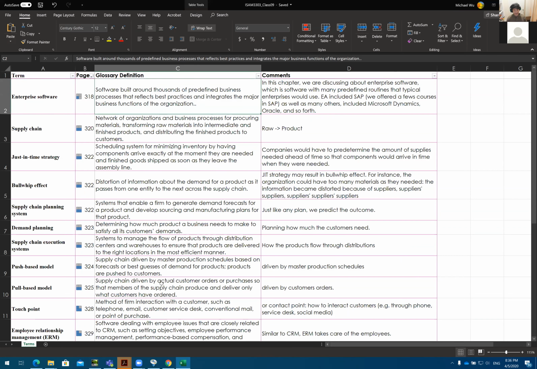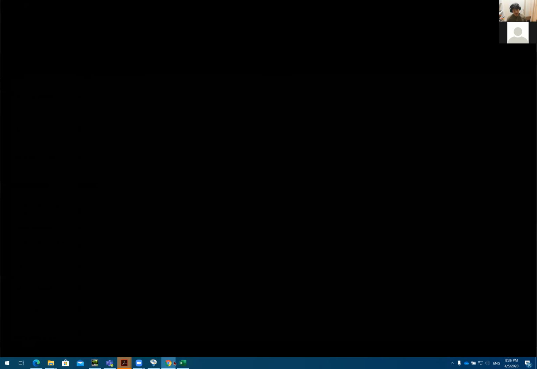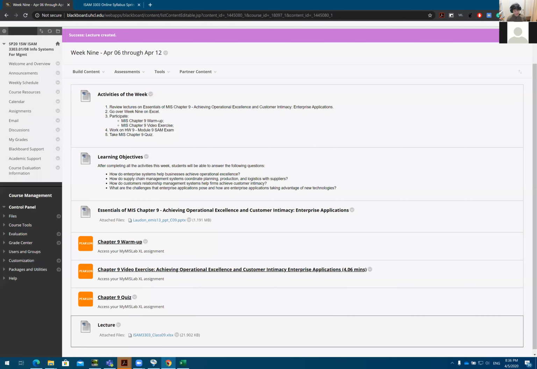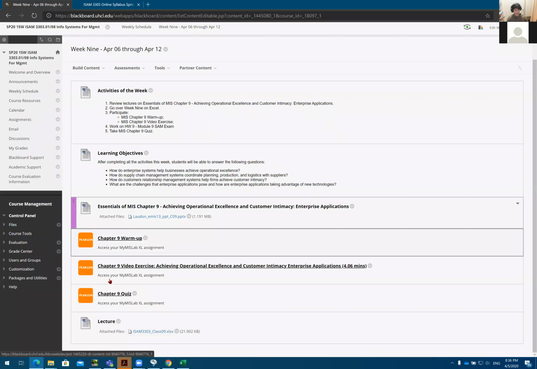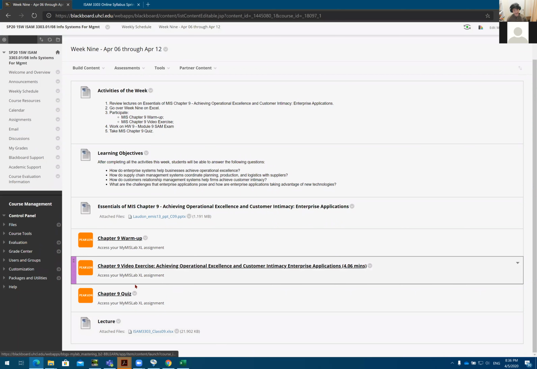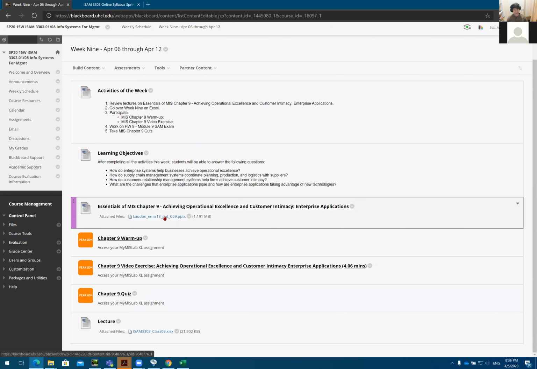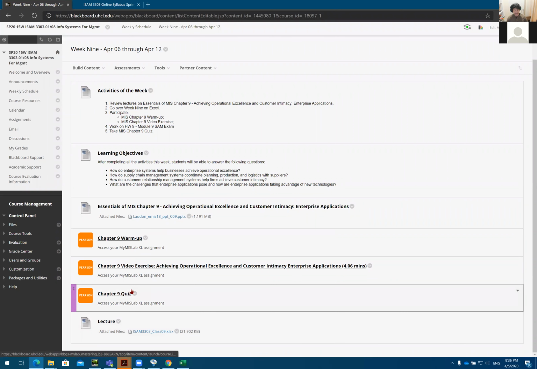And we have a few activities that you can do in Excel on Pearson. So one is a warm up, then we have a video exercise, then finally a quiz. But make sure you go through perhaps the PowerPoint slides and these terminologies before taking the quiz.